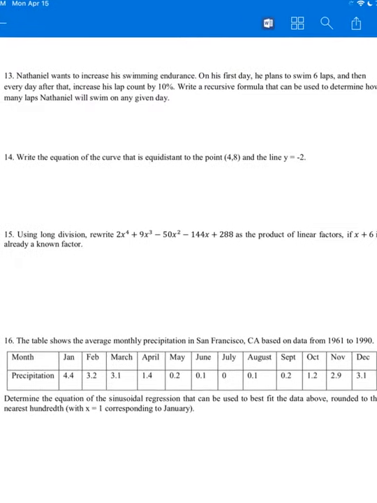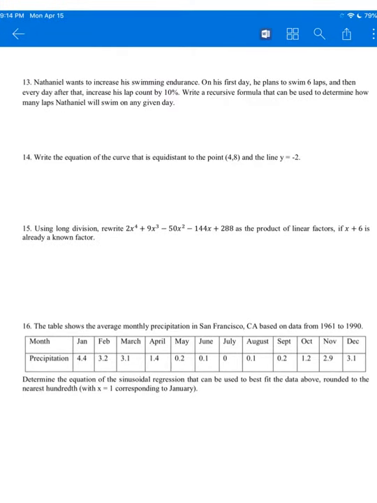Nathaniel wants to increase his swimming endurance. On the first day, he plans to swim 6 laps, and then every day after that, increase it by 10%. So this is geometric. And the R value here, the common ratio, if you want to increase it by 10%, you want to take 100% of what you have and add 10% to that. So you are multiplying each term by 1.10.